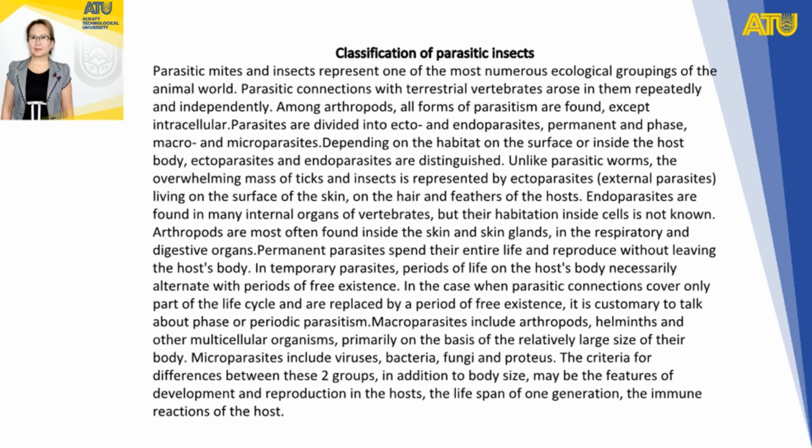Unlike parasitic worms, the overwhelming mass of ticks and insects is represented by ectoparasites, external parasites, living on the surface of the skin, on the hair and feathers of the hosts. Endoparasites are found in many internal organs of vertebrates, but their habitation inside cells is not known. Arthropods are most often found inside the skin and skin glands, in the respiratory and digestive organs.